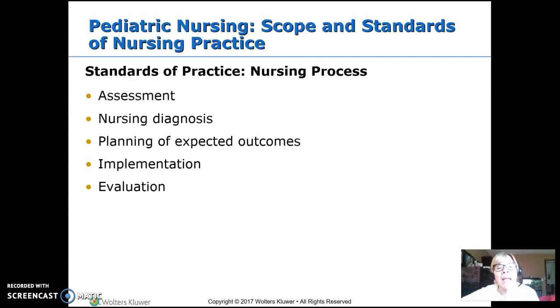So the scope of pediatric nursing, just like other nursing, is to use the nursing process: do a good assessment, make a nursing diagnosis based on what we find, make a plan with outcomes that we want to reach, implement our plan, and then evaluate. Did we reach those outcomes or not, or do we need to change our plan?